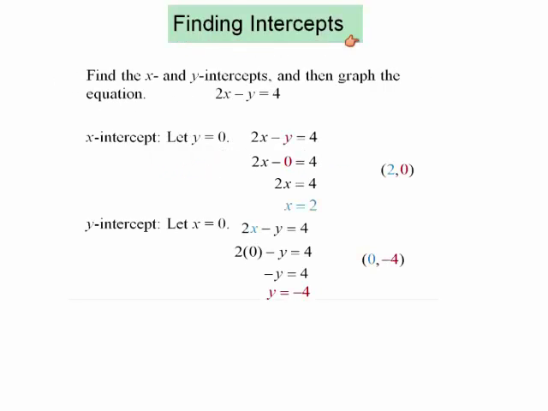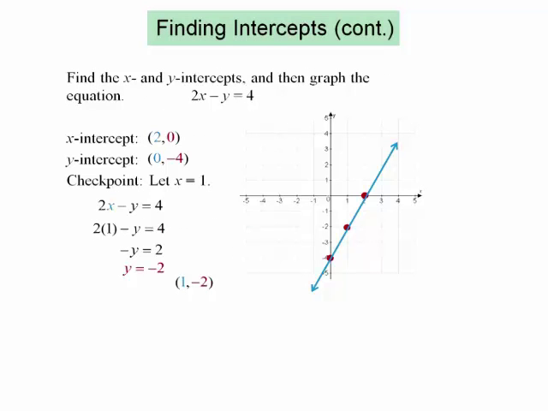Okay, finding intercepts. Find the x and y-intercept for this equation. Notice that this is standard form, right? It's 2x minus 1y, or just minus y, equal to 4. So you let y equal to 0, solve for x, that is your x-intercept. You let x equal to 0, solve for y, and that's your y-intercept. Simple as that. That's how you find x and y-intercepts.